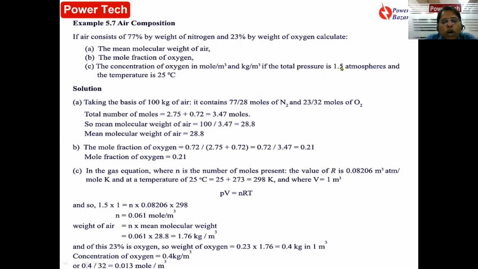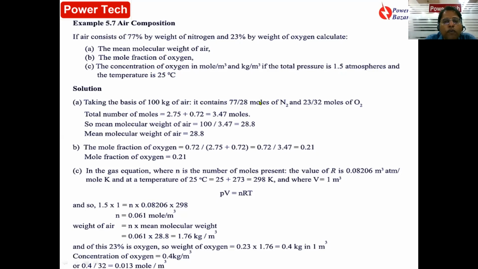The total pressure is 1.5 atmosphere and the temperature is 25 degrees centigrade. These are two important different parameters here. First, what do we have to do? We have to first take a basis. Let us take a basis of 100 kg of air.